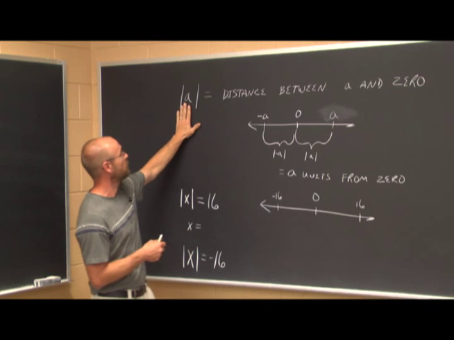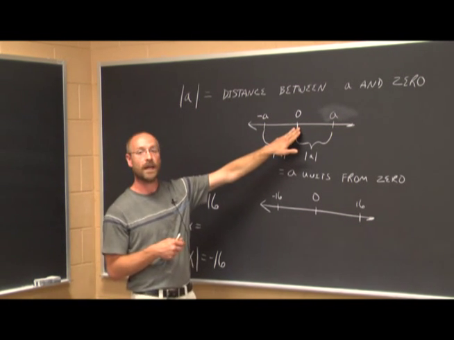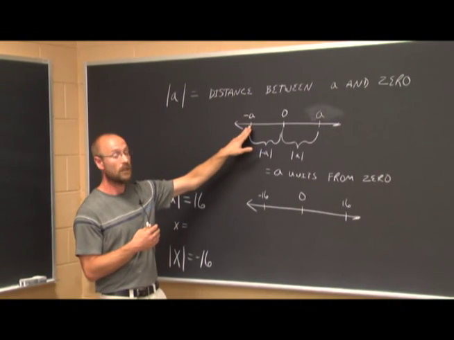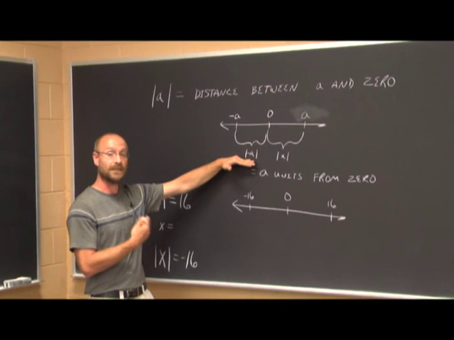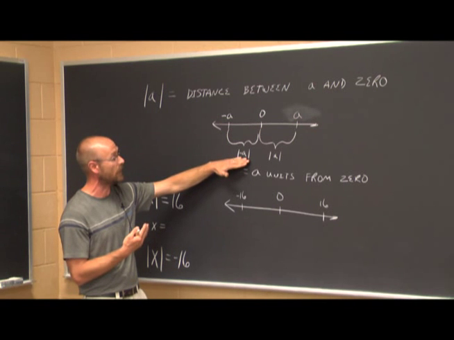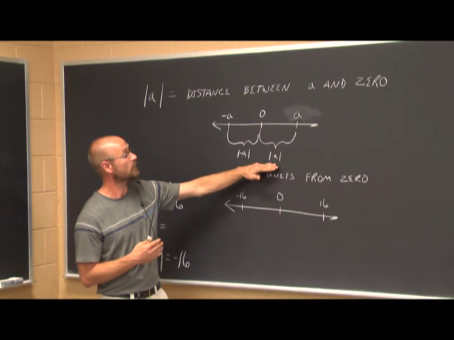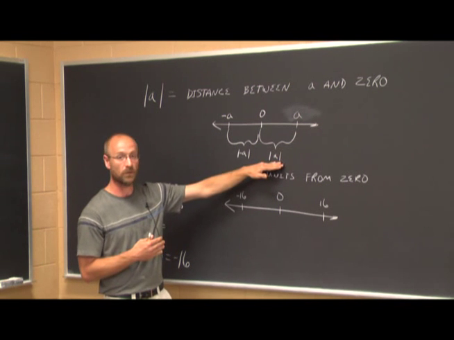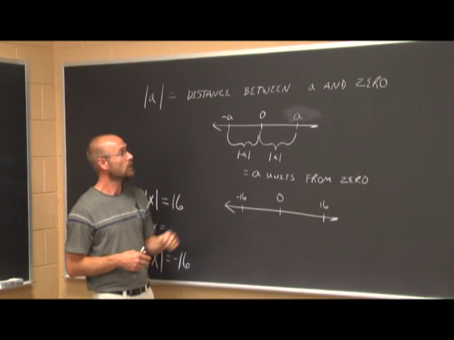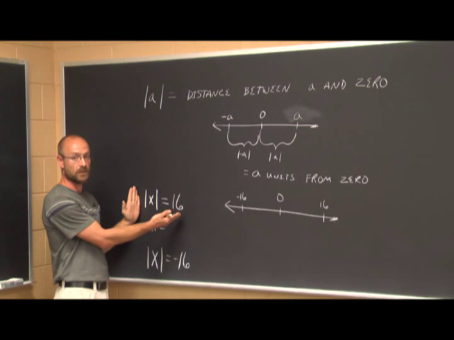So if we look at this example, if we have the absolute value of a equals some distance between a and 0, well, we have two possibilities, a to the right and a to the left. Well, the absolute value, their distance, is a units. So we have the absolute value of a negative a, assuming a is positive, a units from 0. And here, on the right side of 0, the absolute value of a is a units from 0. Both are positive values. So if we look at an example here, we have the absolute value equals 16.